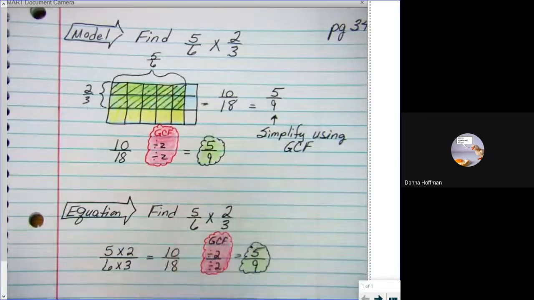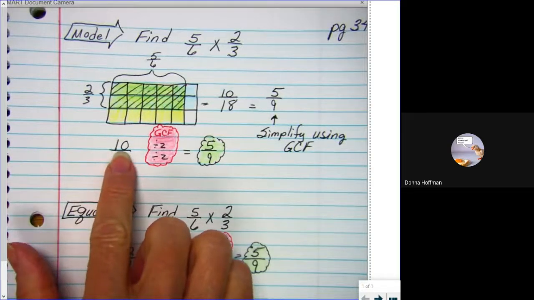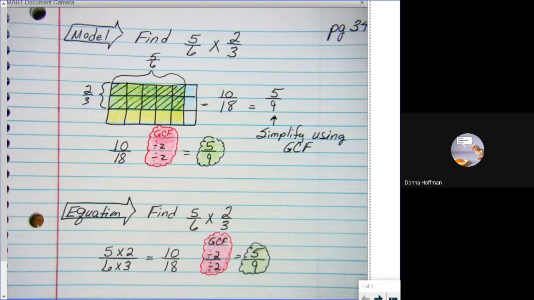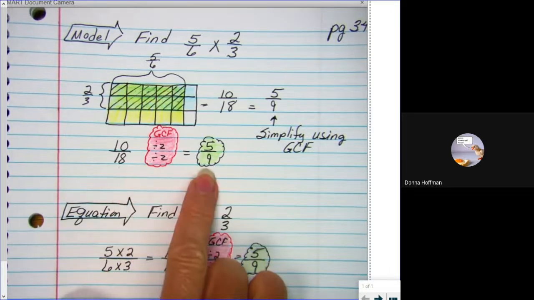And when I say using the greatest common factor, I mean using the greatest common factor between the numerator and the denominator of 10 and 18. And the greatest common factor there would be 2. So whenever I divide the 10 by the 2, I get the 5. And when I divide the 18 by the 2, that's where I got the 9.